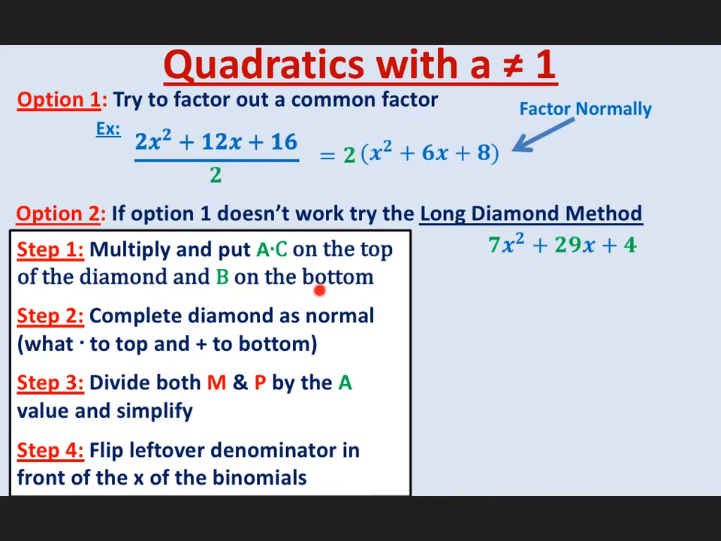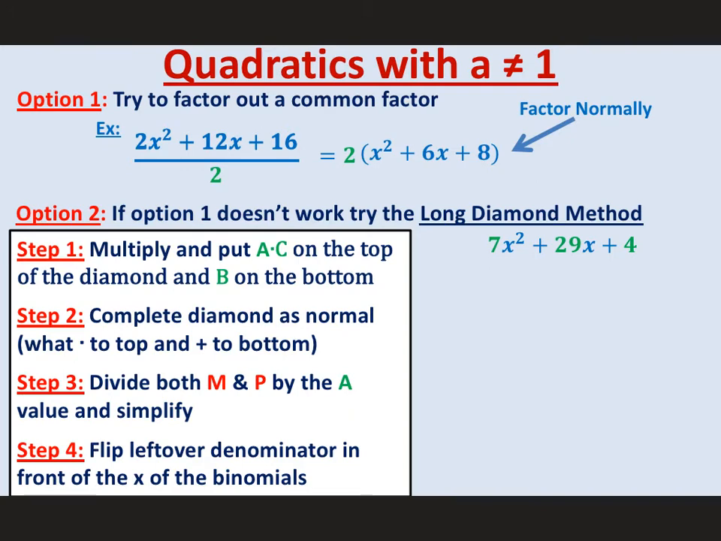So the steps are listed out here to the right. Rather than putting the c value on top, we're going to multiply our a and our c value, that's 7 and 4, on top. We're going to put our b value on bottom. You do your normal diamond problem. You multiply for the top and add for the bottom. You get your two numbers on the side, but now this time you're going to do something special. Since you multiplied by a up here, you have to undo that. You're now going to divide by that a value. So you're going to take your two numbers on the sides and divide by that a value. There's something on the bottom that says flip the leftovers and write as binomials.